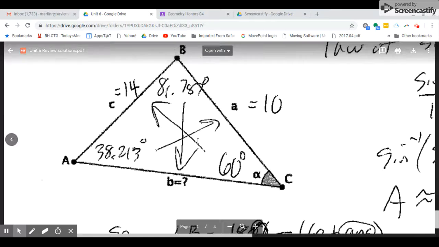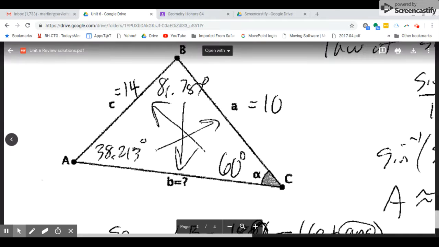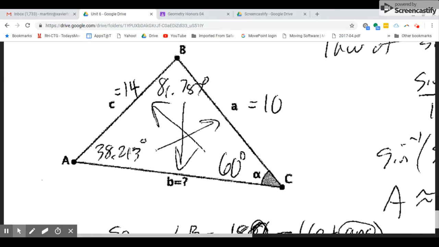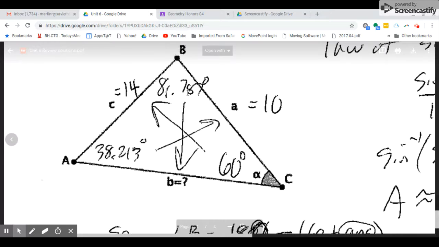If we use law of sines, we get sine of 60 over 14, and then we use 10, so sine of angle A over 10. That way we're going to find angle A. Which I did. I went ahead and found angle A using law of sines, which is the only thing you can do, really, right? Once you find angle A, you subtract 60 plus this number from 180, and you get this number. So that gives you angle B. That helps you set up another equation for law of sines.